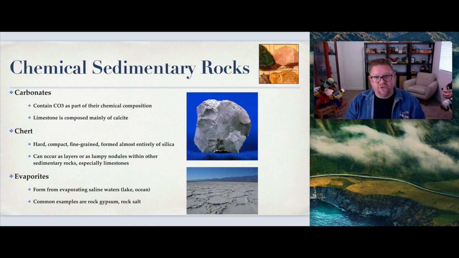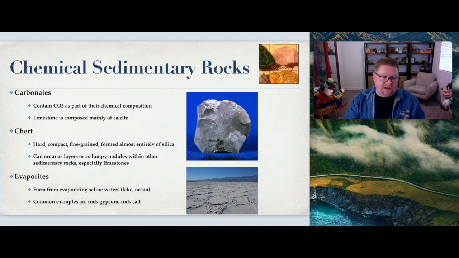Chert's unique. Chert reminds me a lot of obsidian, but it's a very different process. It reminds me of that because a lot of early indigenous tribes, if they did not have obsidian, might use flint or chert, because chert is a very hard, compacted, fine-grained material, even finer grained than sand, and so it almost fractures like obsidian. You can create an arrowhead out of chert. It can occur as layers or as lumpy nodules within other types of rocks, especially limestones.